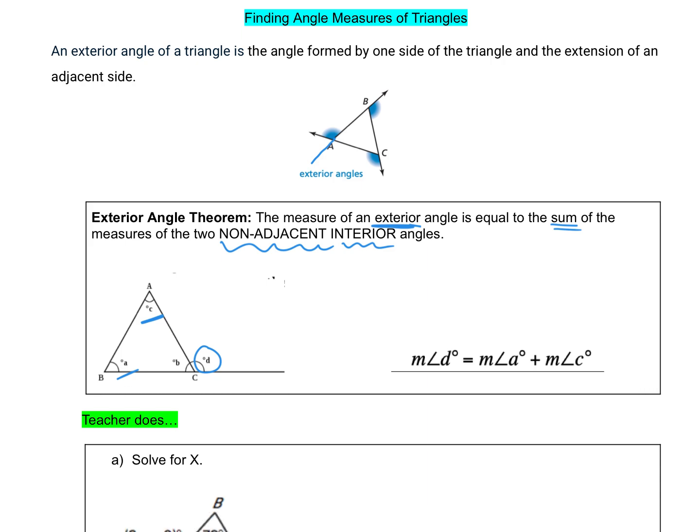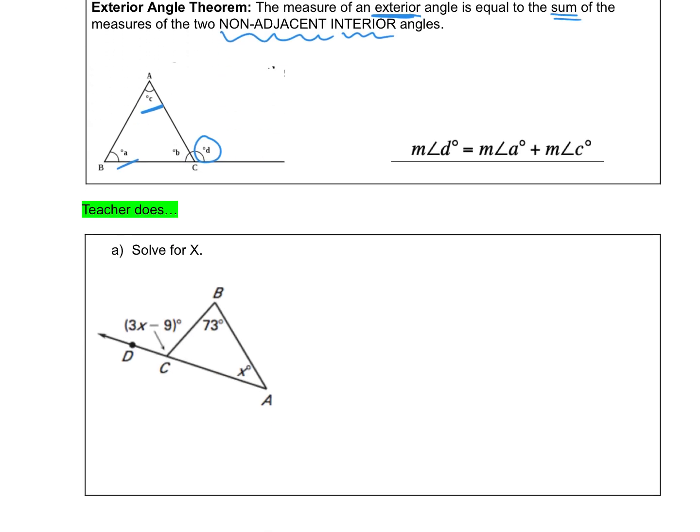Okay. So here is an example. We notice this line was extended, so we have an exterior angle. So that exterior angle then is equal to the sum of the two interior that are not next to it. So we don't care about that angle. Oh, that's confusing. We do not care about that angle because it's right next to it. We care about these two instead. So we would get x add 73.